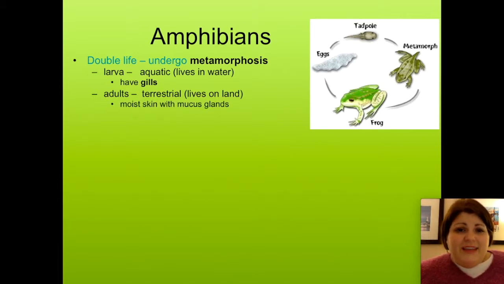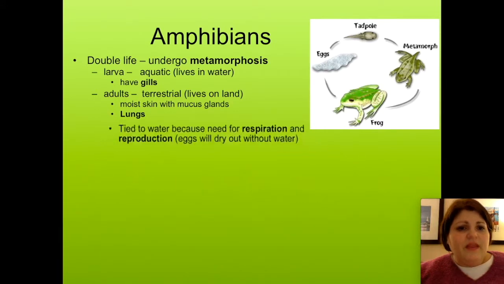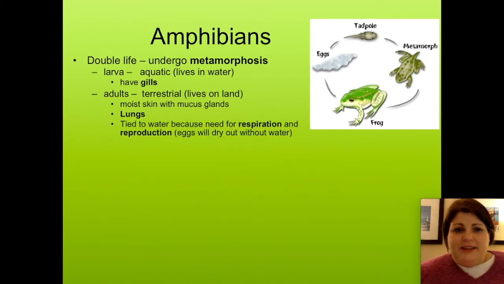They have moist skin with mucus glands that help prevent them from drying out, since many of them still diffuse across their skin for respiration, although most have developed lungs to deal with the higher oxygen content and dryness of air. Despite their ability to survive on land, adults are still tied to water because they generally need to be moist to respire, most of them. And, of course, they need to reproduce in the water.